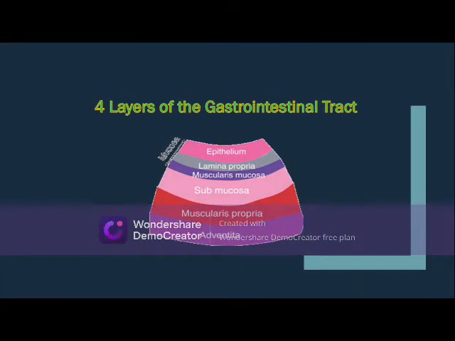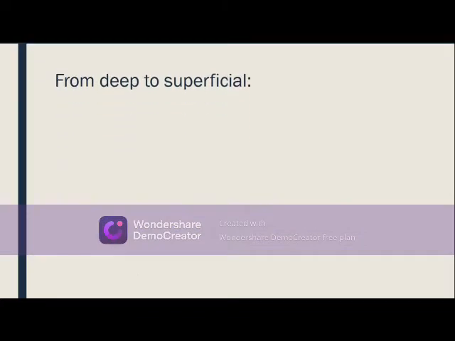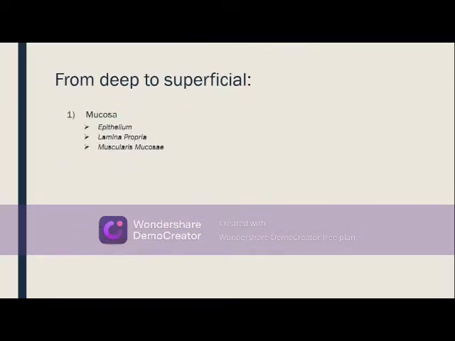Now, let's jump into the main part of this video, the 4 layers of the gastrointestinal tract. From deep to superficial, you have your mucosa, which contains the epithelium, lamina propria, and muscularis mucosae. Then you have your second layer, the submucosa, which contains the plexus of Meissner. Your third layer, the muscularis externa, which contains the myenteric plexus of Auerbach, and your adventitia or serosa.